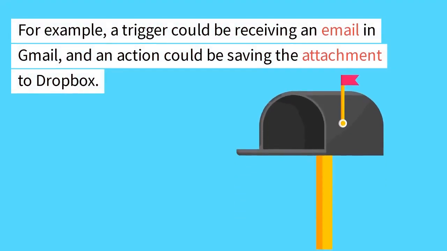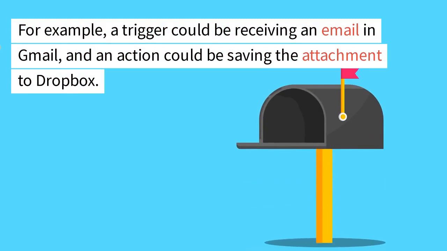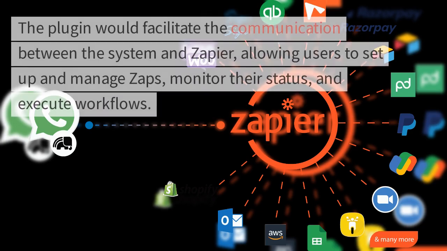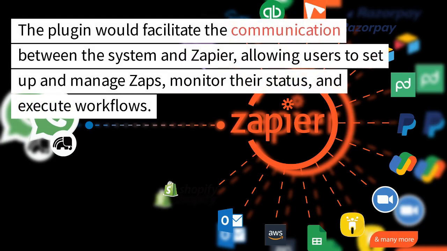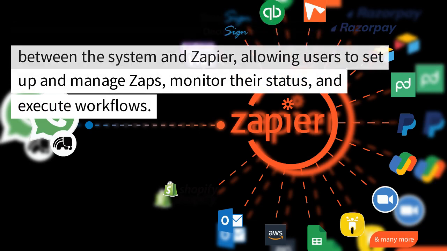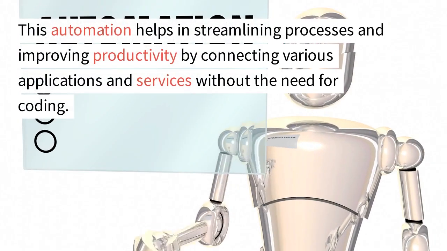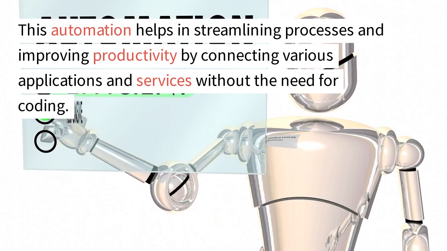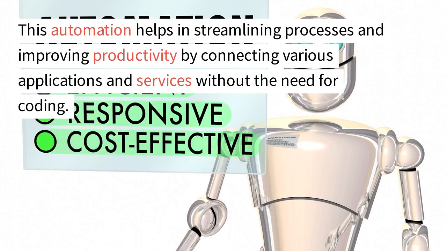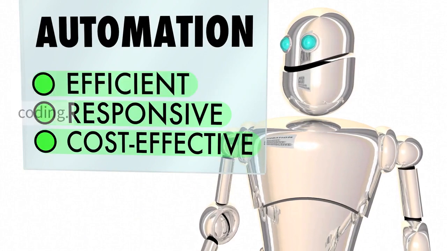For example, a trigger could be receiving an email in Gmail, and an action could be saving the attachment to Dropbox. The plugin would facilitate the communication between the system and Zapier, allowing users to set up and manage zaps, monitor their status, and execute workflows. This automation helps in streamlining processes and improving productivity by connecting various applications and services without the need for coding.